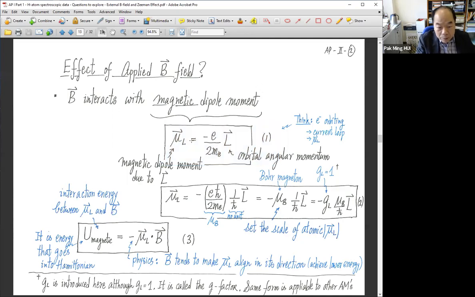I use a subscript L to make sure that you understand this comes from orbital motion. Now from this, we could multiply by h bar and divide by h bar, so doing nothing to it. And then we have a very interesting combination of fundamental constants. There are 2 reasons to do that. Reason number 1, we know that in quantum mechanics, this orbital angular momentum has a very natural unit, being h bar, the action.